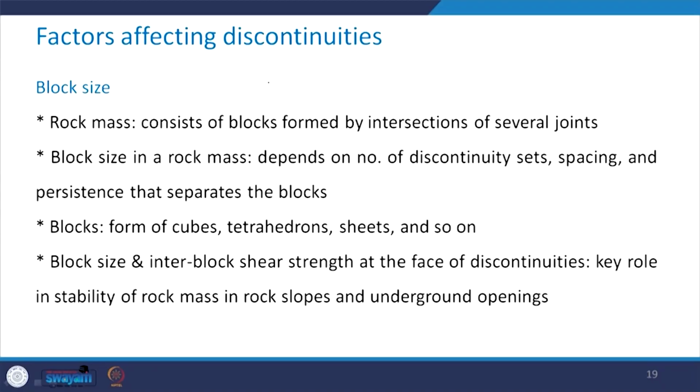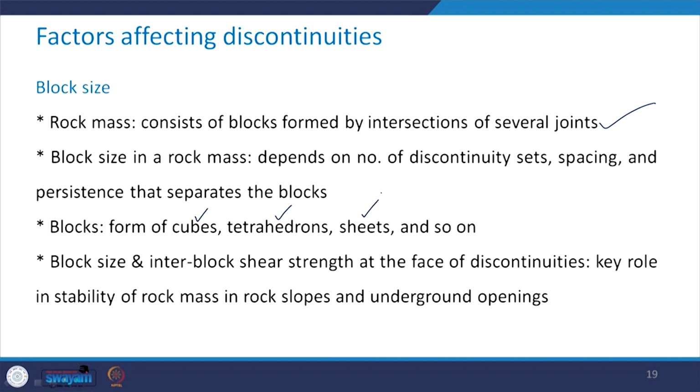Next factor is block size. Rock mass consists of blocks which are formed by the intersection of several joints. Block size in a rock mass depends on how many discontinuity sets there are, what their spacings are, and the persistence that separates these blocks. These blocks can be in the form of cubes, tetrahedrons, sheets, and there can be n number of shapes and sizes of these blocks.